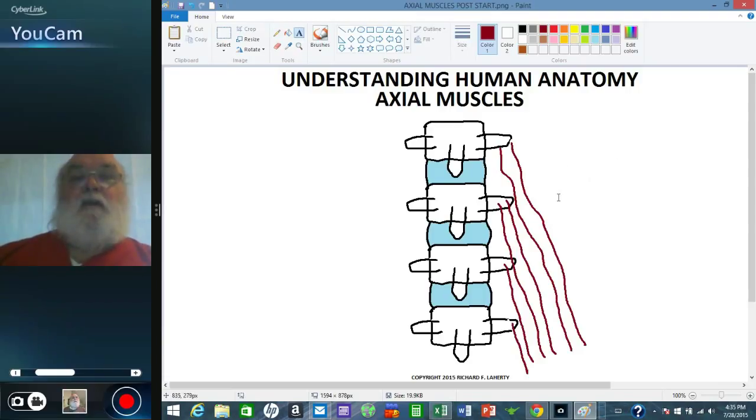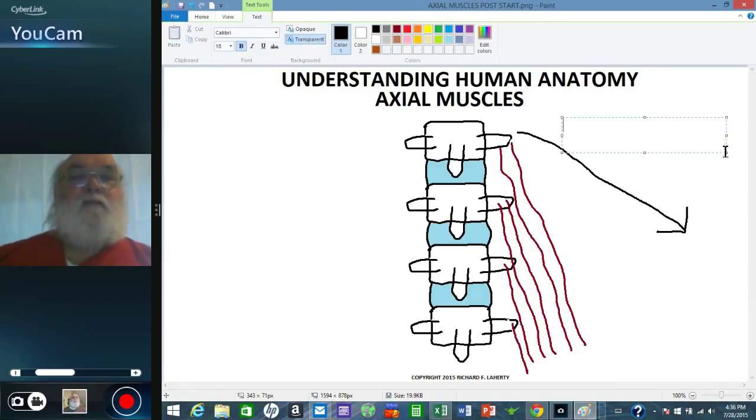If only the right side, if only the side I've drawn in is active and it contracts, what it will do is cause the spine to flex to that side. And that is an action or a muscle activity that is called lateral flexion.